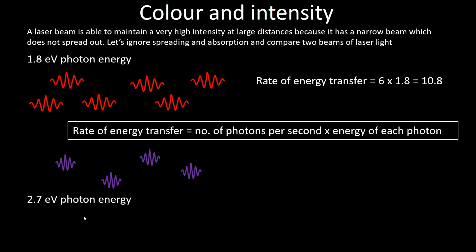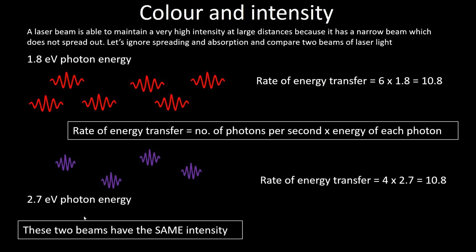Okay, so the purple beam, same thing. We've only got 4 photons, each of them 2.7 electron volts, and 4 times 2.7 gives us again 10.8. So these two beams have the same intensity, even though they're different colours and there are a different number of photons in them, because the two factors cancel out. They have asked this question, but ask you to fill in either a number of photons or the energy of each photon in a little table. All you need to remember is that if the intensities are the same, then the energy times the number of photons will be the same. Okay? And that's how you use that information.